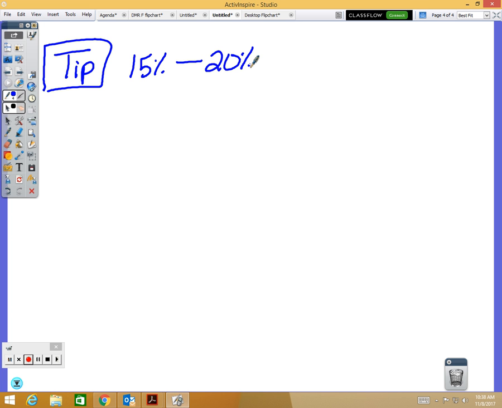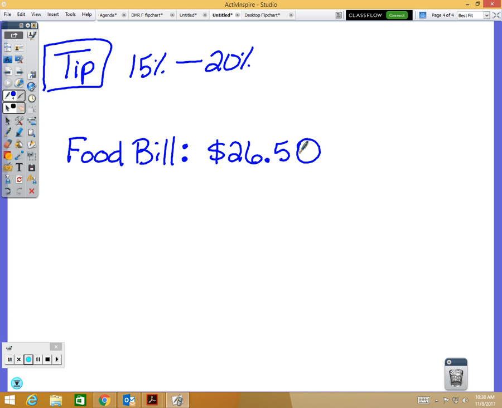So let's say that you go out to dinner and the food bill, when you get the bill, it already includes the tax on there. So you never have to worry about calculating the tax yourself. The food bill, which would include the tax, is $26.50. And service was okay, not great. So I'm going to leave a 15% tip. So what I want to figure out is, first, how much money am I leaving for a tip? And second, how much is my total bill going to be? So let's calculate the tip first. What should I do to find tip, you think?